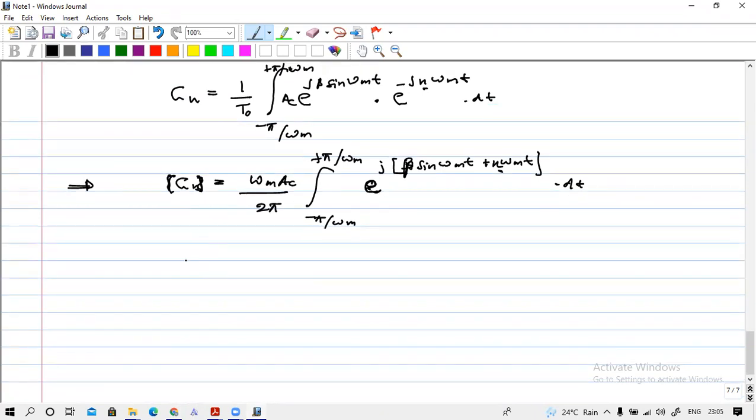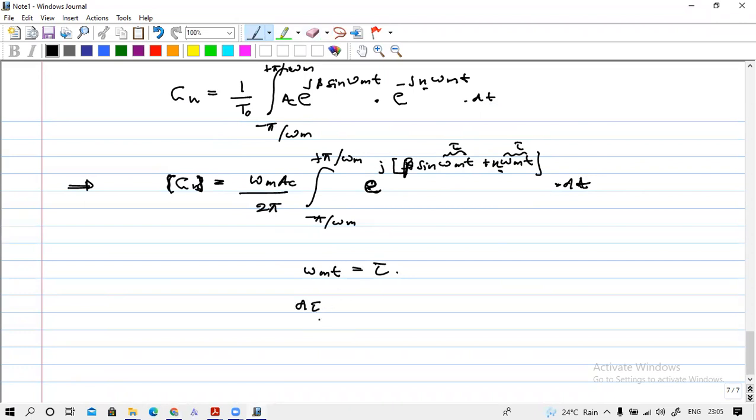Okay, so you can see that here we have tau instead of omega m t, and here also we have tau. So I will substitute omega m t as tau. You can see that it is in dt, but in the Bessel function it is in d tau. So I am going to convert this to d tau.